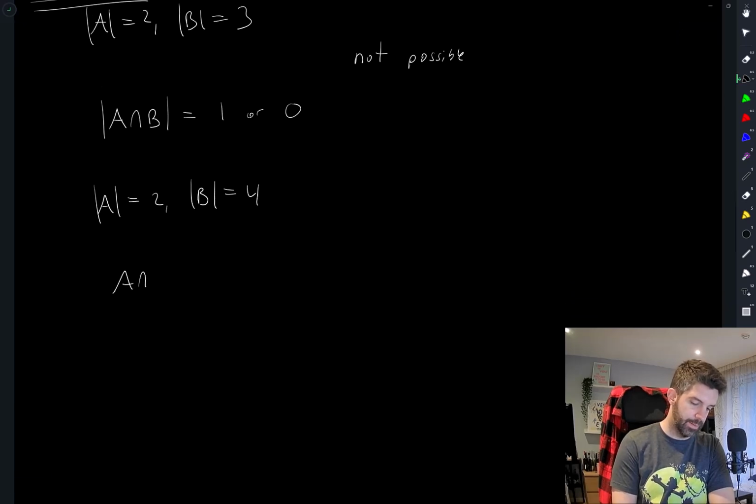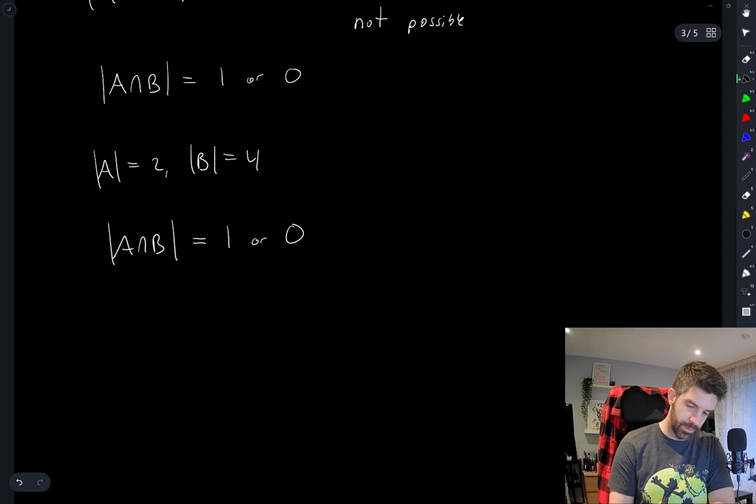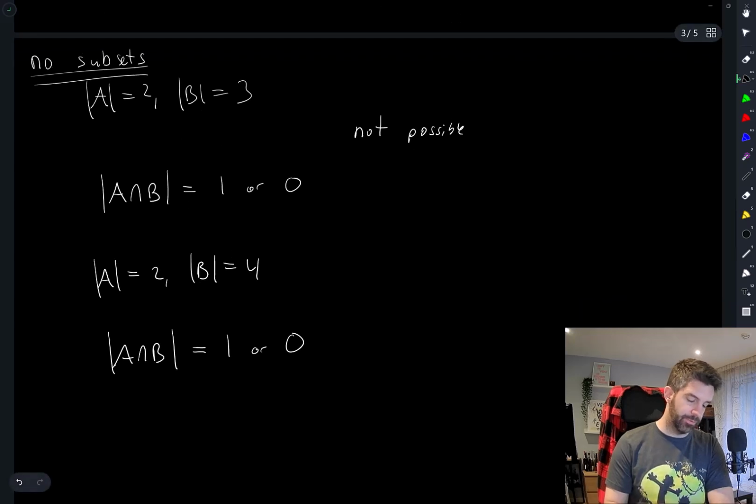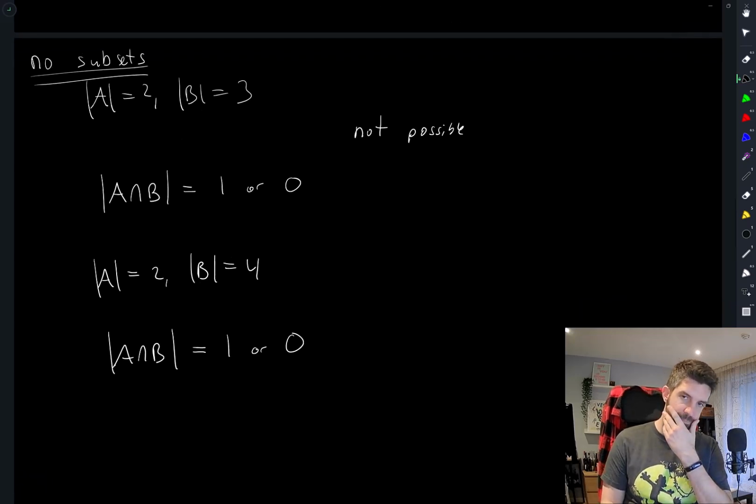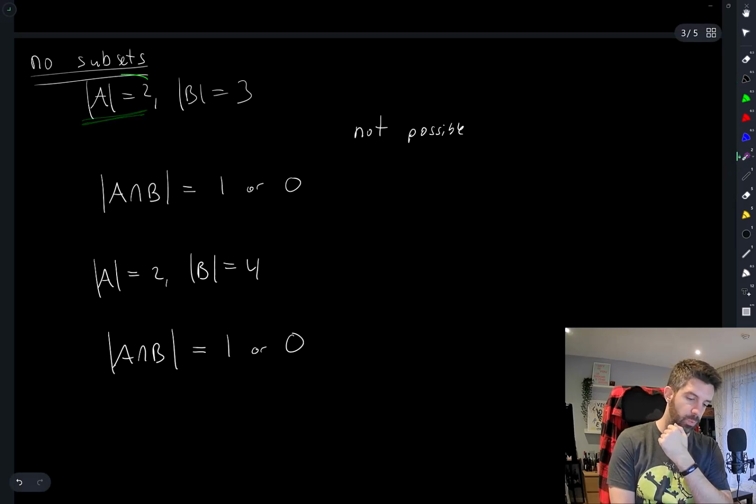Then again, A intersect B must equal 1 or 0. Can't be 0 because we need the product to be 8. Yeah, this obviously can't hold. We need to start looking at cardinalities where one of them is greater than 2.